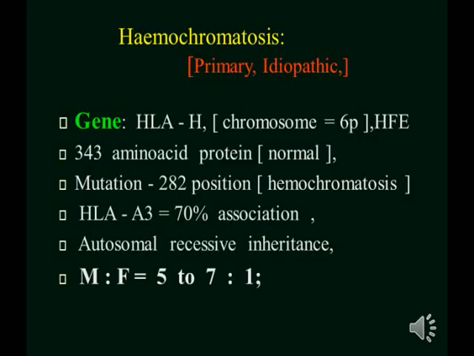Primary or idiopathic hemochromatosis occurs due to a mutation of the HFE gene, which is located on chromosome 6p at the HLA gene locus. As it is mutated, it causes increased absorption of dietary iron, which is an autosomal recessive inheritance, leading to excessive accumulation of iron in the periportal hepatocytes. The primary type is most commonly seen with a male to female ratio of 5 to 7:1.